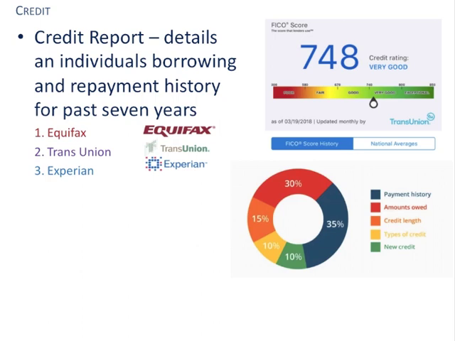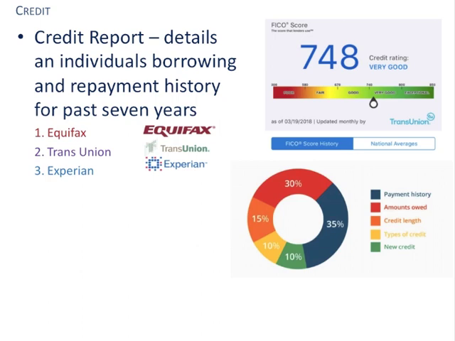And the 3 agencies that report this are Equifax, TransUnion, and Experian. They're called the credit bureaus. Banks are going to rely upon these credit bureaus to establish a credit score, and that credit score will be translated as either poor, fair, good, very good, or exceptional.